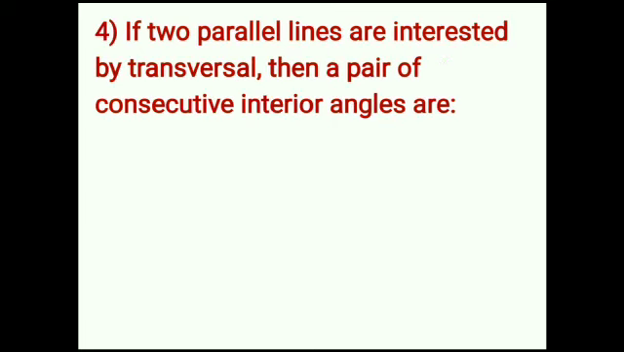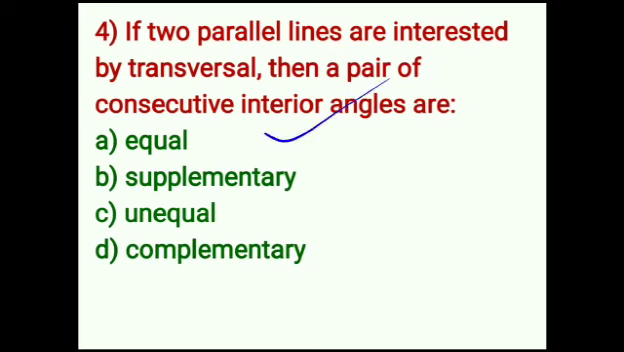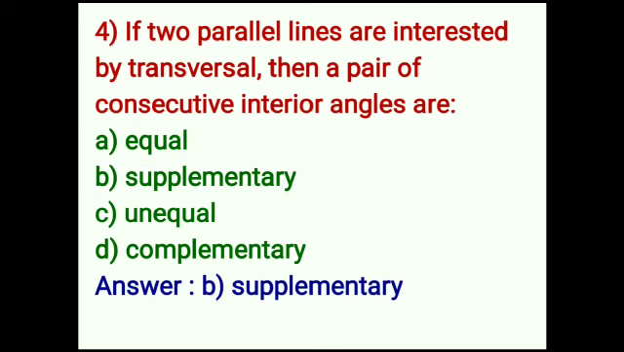Now the next one is question number 4. If two parallel lines are intersected by a transversal, then a pair of consecutive interior angles are: option A, equal; option B, supplementary; option C, unequal; option D, complementary. This is property number 3 of parallel lines: if two parallel lines are intersected by a transversal, then the sum of the interior angles on the same side of the transversal is 180 degrees, correct? But what is the meaning of 180 degrees? That is called supplementary. So that's why the answer is option B, supplementary.